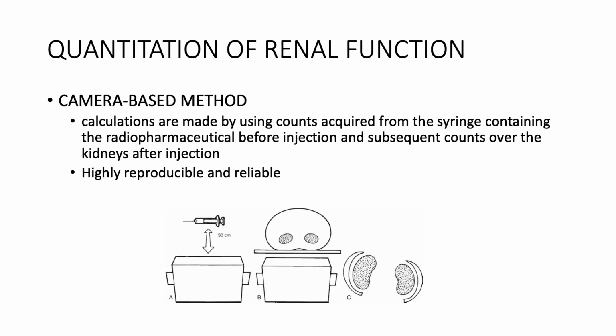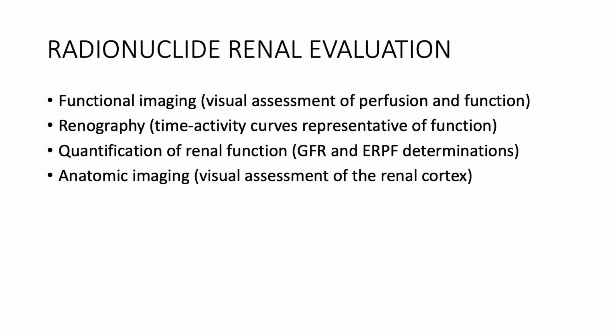For camera-based method, calculations are made by using counts acquired from the syringe containing the radiopharmaceutical before injection and subsequent counts over the kidneys after injection. Commercially available software for camera-based clearance simplifies corrections for patient and acquisition variables and provides reasonably accurate computer-derived clearance value. Although camera-based clearance are not as accurate as are those based on plasma samples, they are highly reproducible and sufficiently reliable to be used in clinical practice.